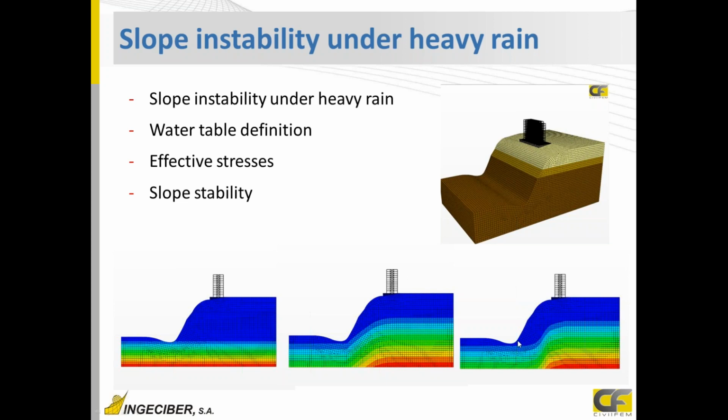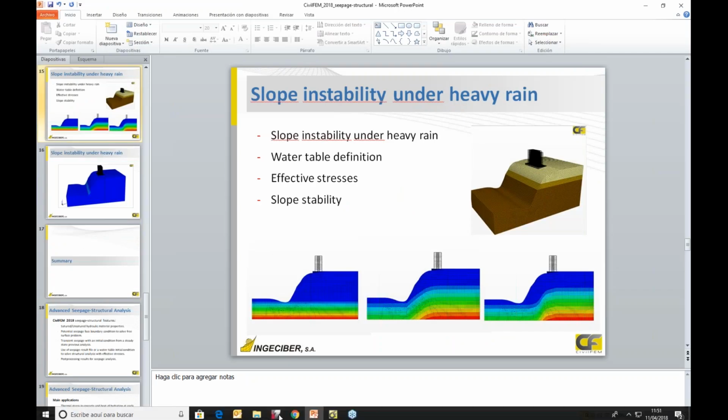Then I add some drains in my model. Here you can see the pore water pressure is reduced in the unstable part of the slope. So you can see that we can solve these 3 models, with 3 results.